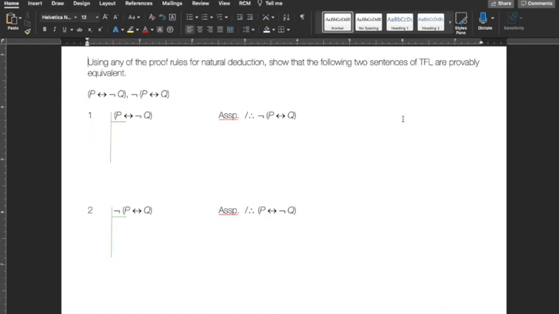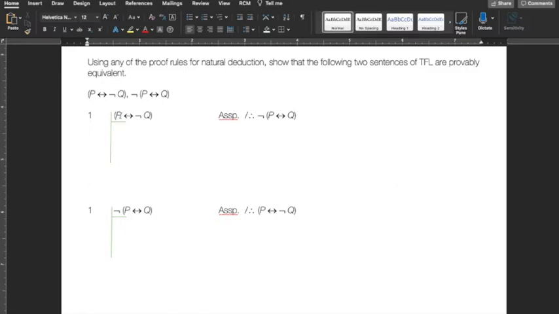To demonstrate provable equivalence, I have what turned out to be quite a complex pair of examples. The main thing to know is that here we have two sentences, P if and only if not Q, and it's not the case that P if and only if Q. To show that these are provably equivalent, we start by assuming one sentence and proving the other, and that's in the first proof. And then in a second proof, we start by assuming the other sentence and proving the one that was our assumption in the first proof.